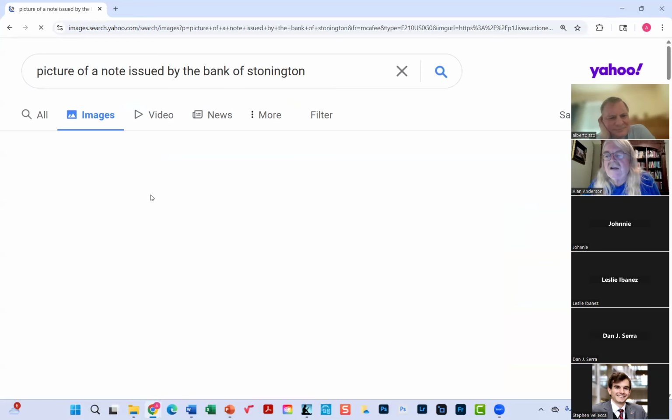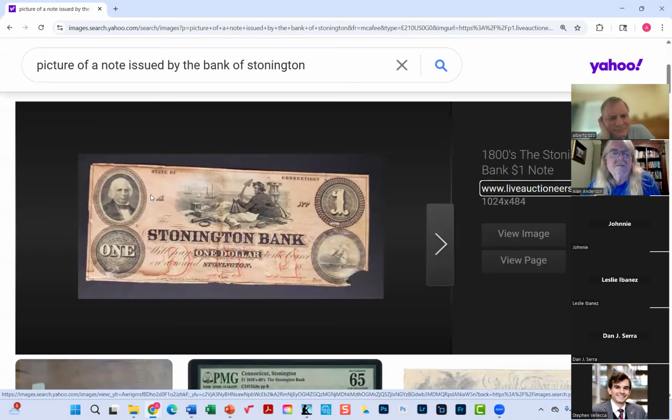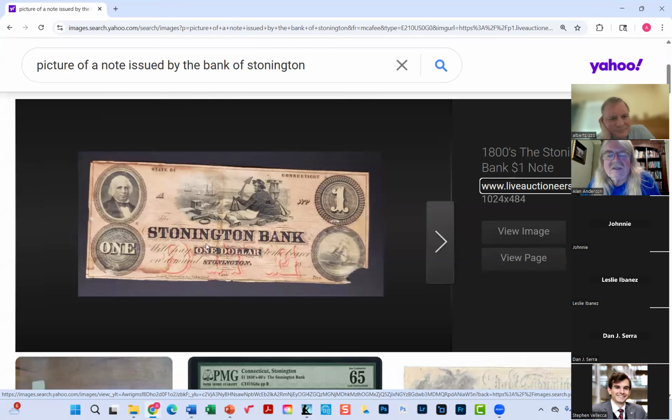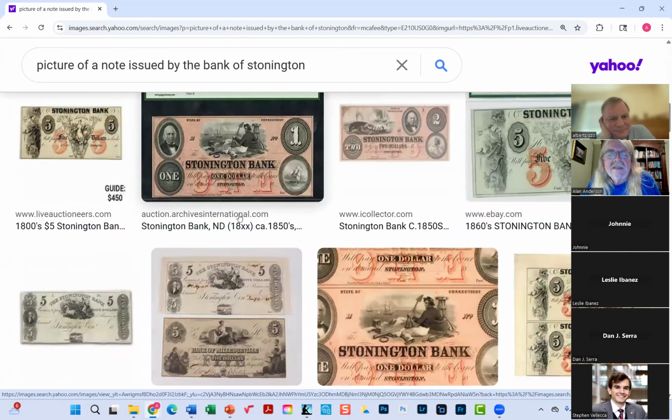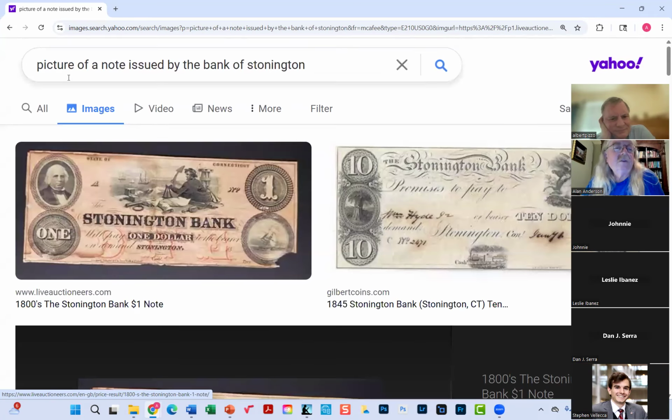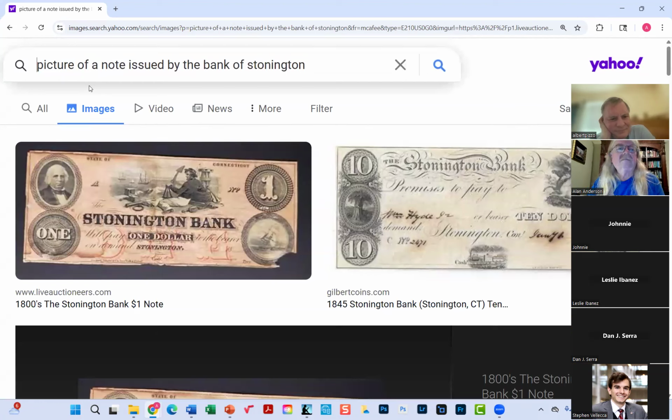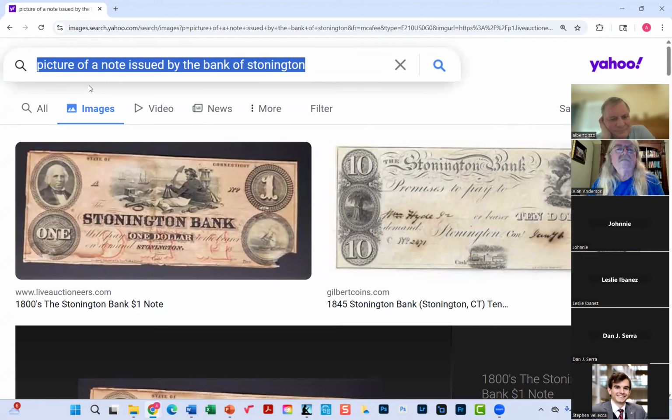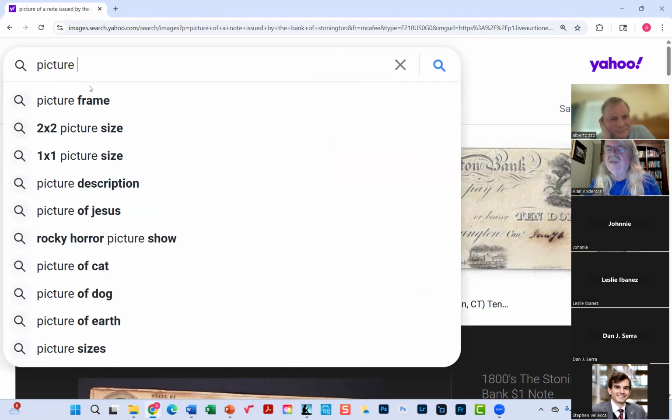Now, Stonington is a small town in Rhode Island. It's not too far from Newport. Actually, no, sorry. I think Stonington is technically in Connecticut. But anyway, this is a dollar bill issued by the Bank of Stonington. It is a private bank, and yet they were able to issue their own currency. And then we could probably find a picture of a New York dollar. It's near Mystic, right on the borderline between Connecticut and Rhode Island.